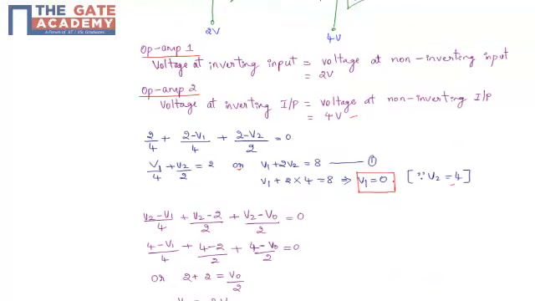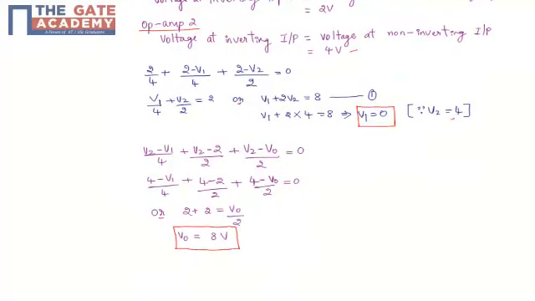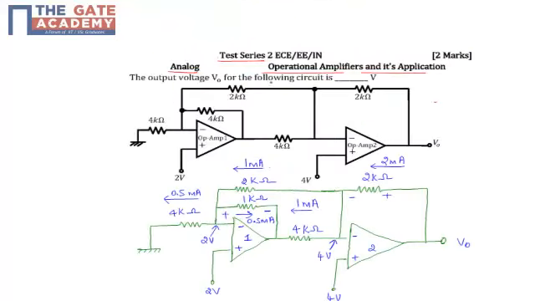Then (V2 minus V1)/4 plus (V2 minus 2)/2 plus (V2 minus V0)/2 equals 0. Substituting the V2 value, V2 is equal to 4, we get (4 minus V1)/4 plus (4 minus 2)/2 plus (4 minus V0)/2 equals 0. So we can rearrange like this: 2 plus 2 is equal to V0/2. Hence by simplifying we get V0 as 8 volts. So V0 for this circuit is 8 volts.